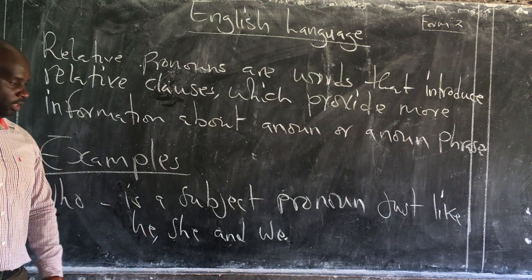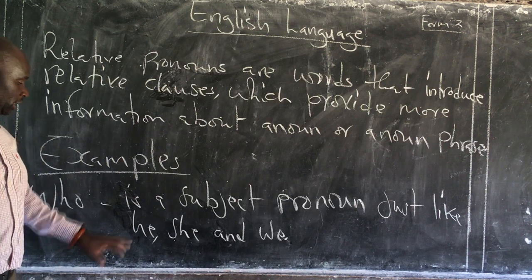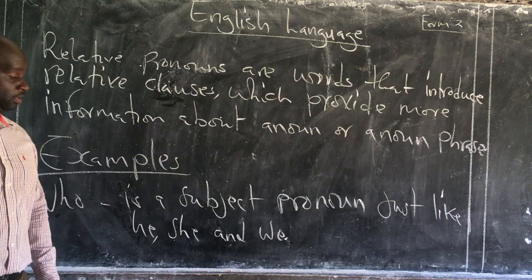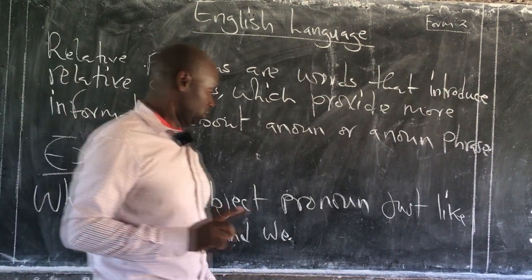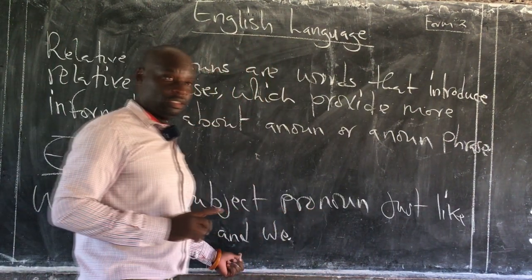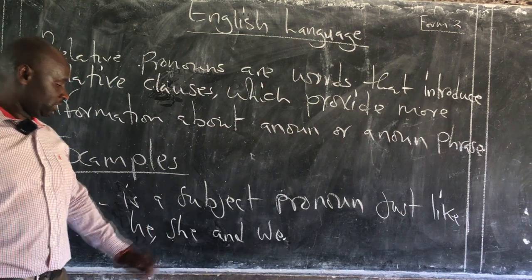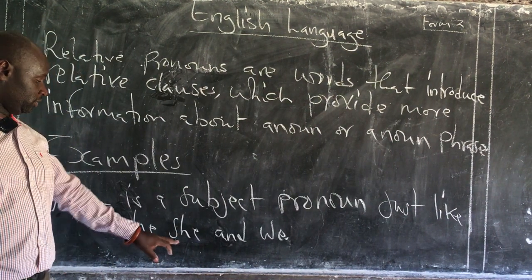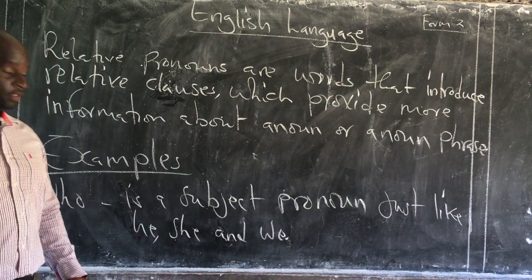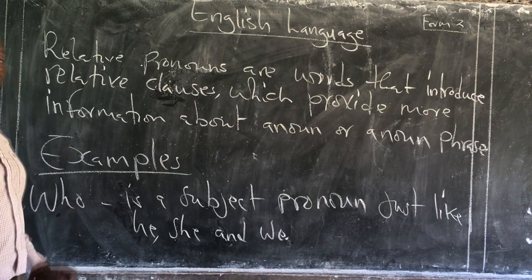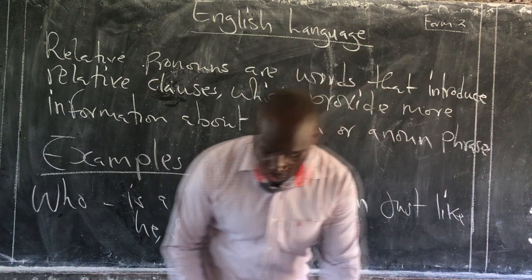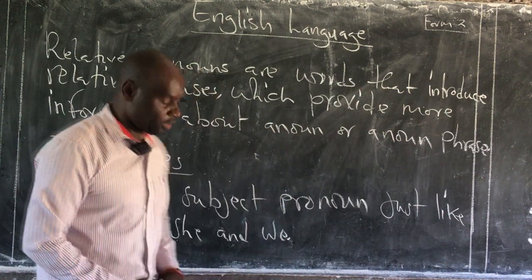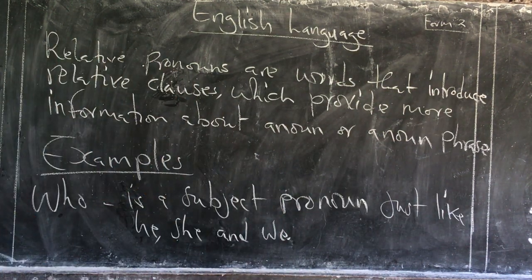Instead of writing Johnny went to the market, we'll say he went to the market. And if we're asking a question, we'll say who went to the market? Jenny went to the river. We'll say she went to the river. If we are asking a question to replace that one, we'll say who went to the river? So who as a relative pronoun is used as a subject pronoun, just like these ones.